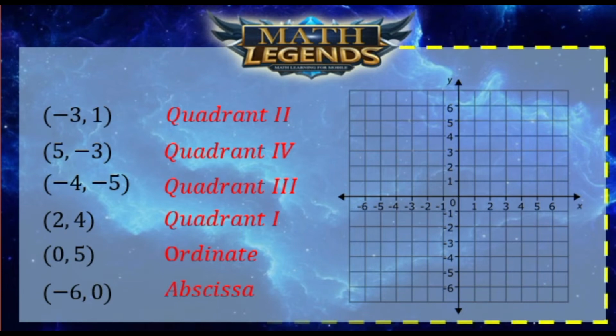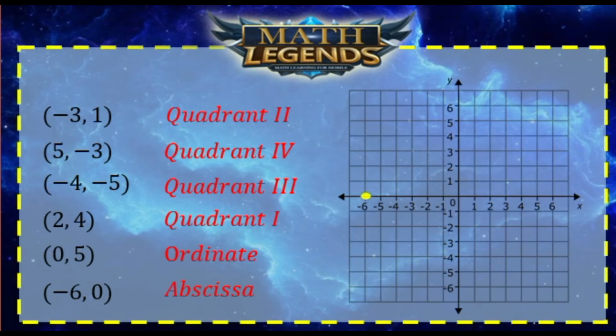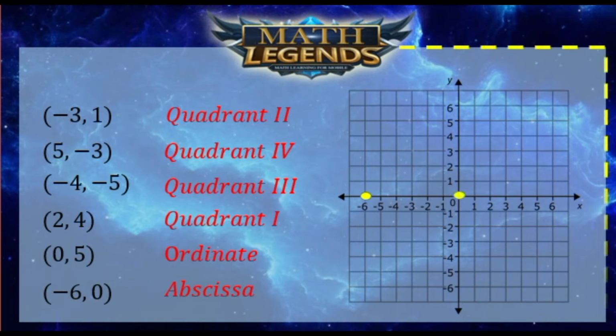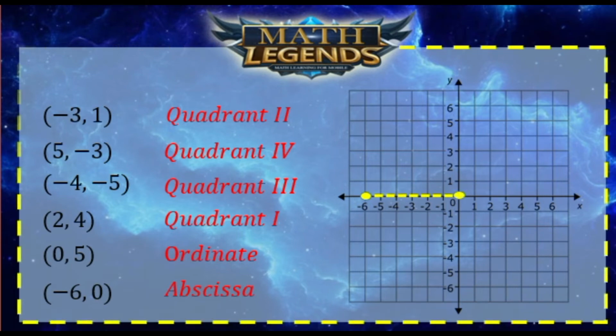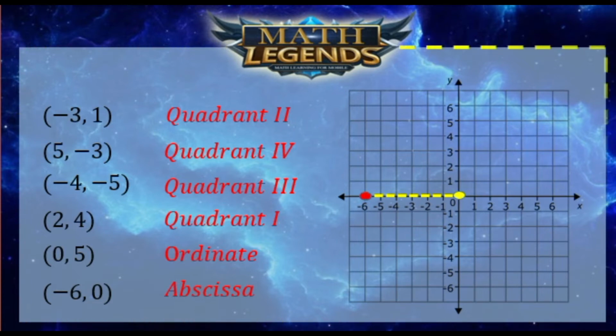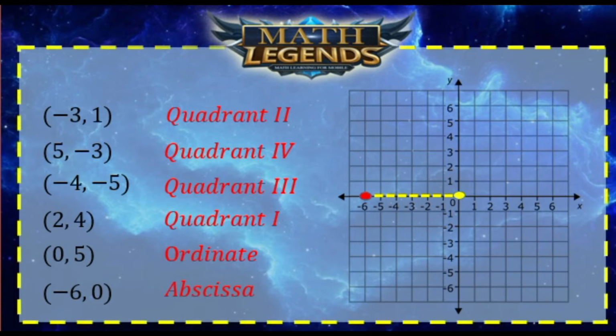For the last one, we have negative 6 and 0. Negative 6 is located along the negative x-axis, and we have here 0 that is in the y-axis, and the intersection of the point will be exactly at negative 6, which is located in the negative x-axis, and let us call it negative 6 and 0.